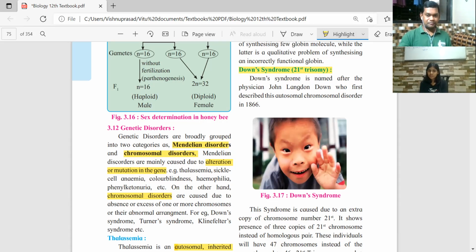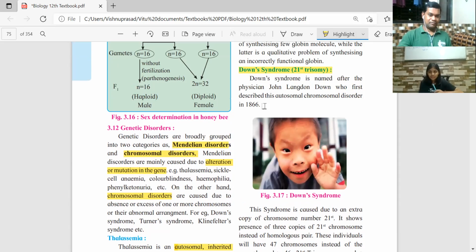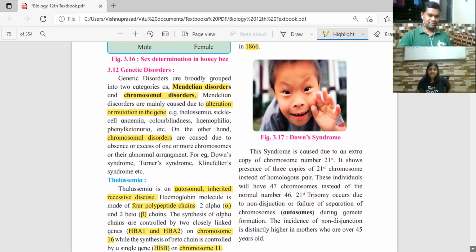Now why it is called as Down syndrome? It was named after a person who described it for the first time. उनका नाम था John Langdon Down, who described this for the first time in 1866. It's like people were suffering from Down syndrome before that also, obviously. But उनका समझना, scientifically explain करना for the first time was done by this person. And it is an autosomal chromosomal disorder. It is not associated with the sex chromosomes.